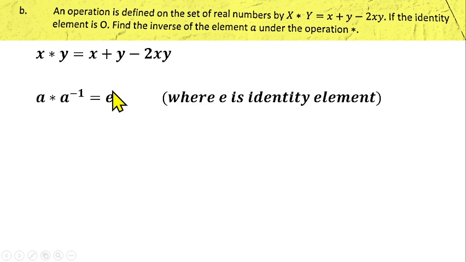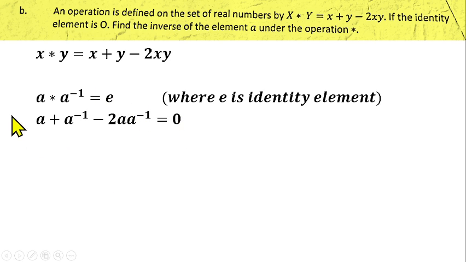So that means here you'll be having 0, and a raised to power minus 1 is the inverse of element a. So from there now you're having a asterisk a inverse, which looks like this. So we can put this into this rule. Your x will be a and your y will be a inverse. So if we put that here, what do we have? We have a plus a inverse minus 2 times a times a inverse equals to identity element, 0.